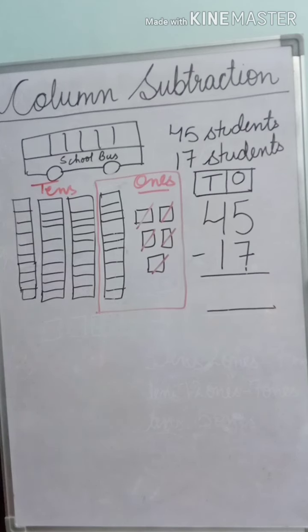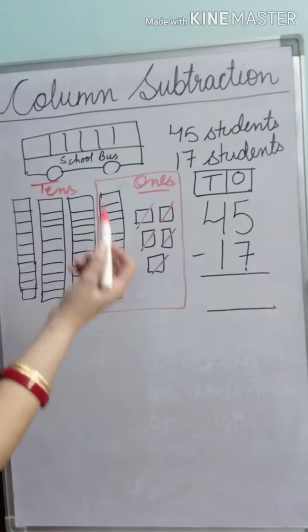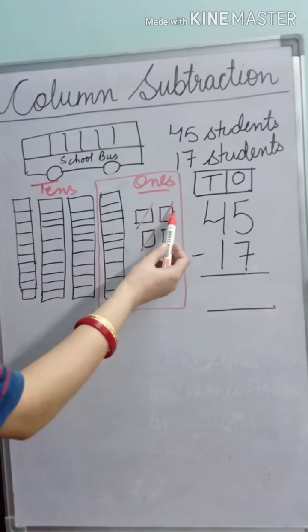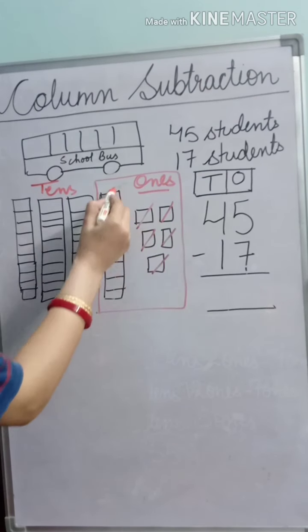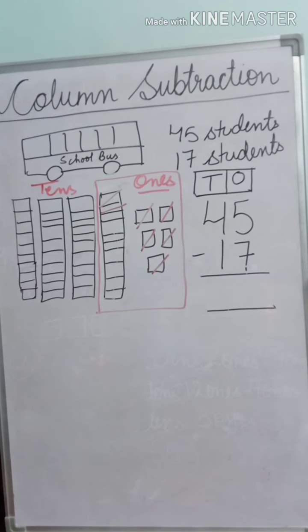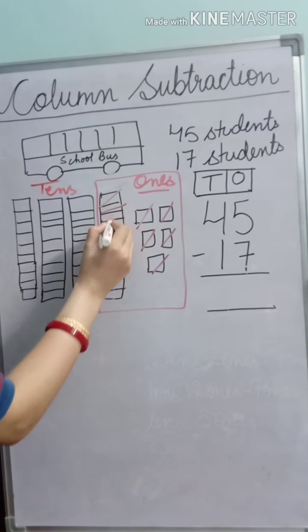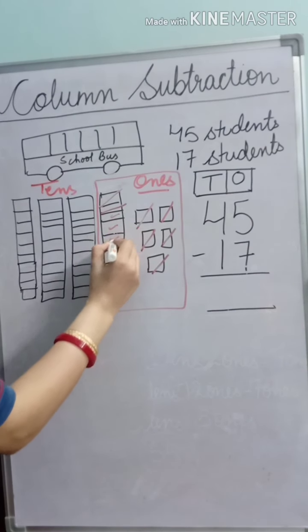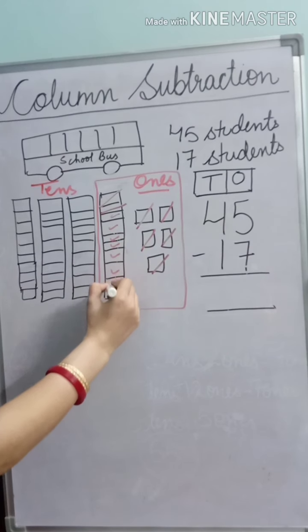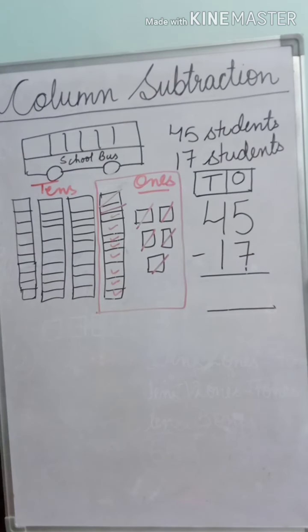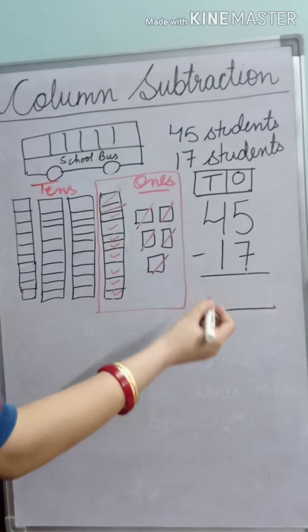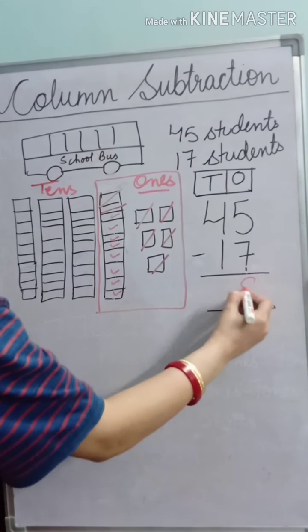How many ones does that leave? Let's count. 1, 2, 3, 4, 5, 6 and 7. So we have subtracted 7 blocks, and how many do we have left? 1, 2, 3, 4, 5, 6, 7 and 8. So let's put that 8 under the ones place.